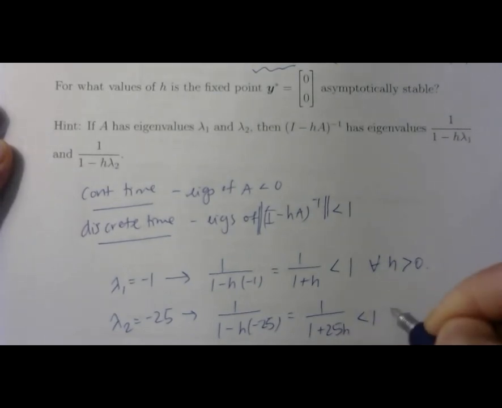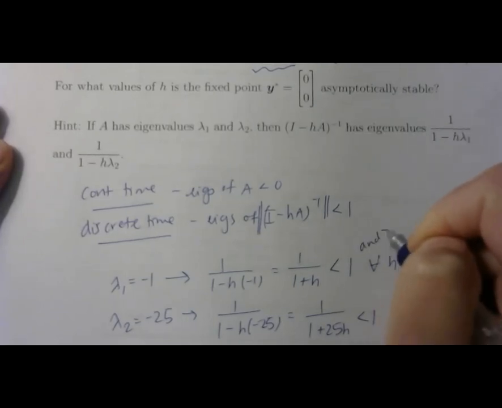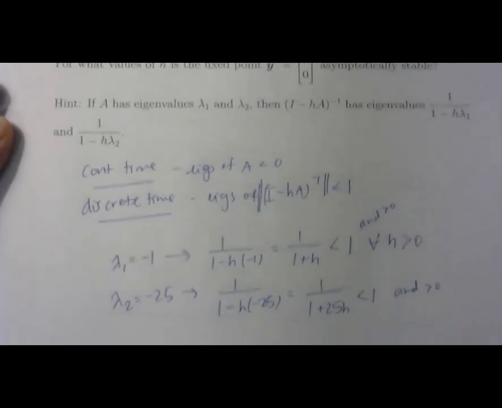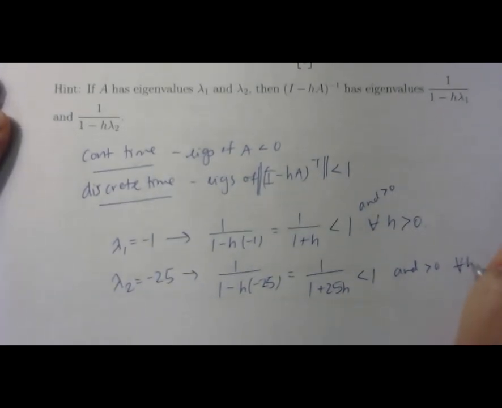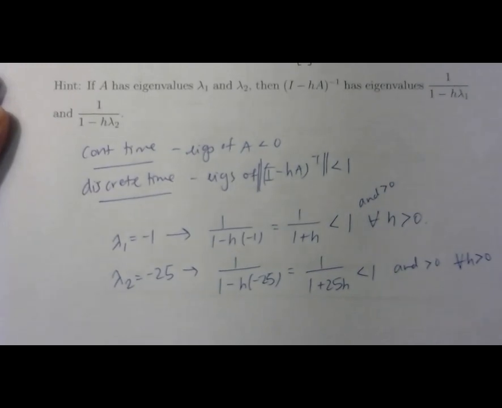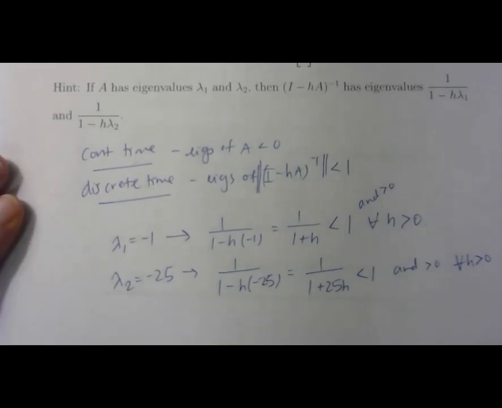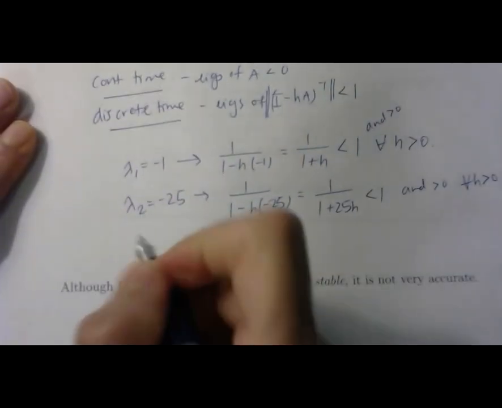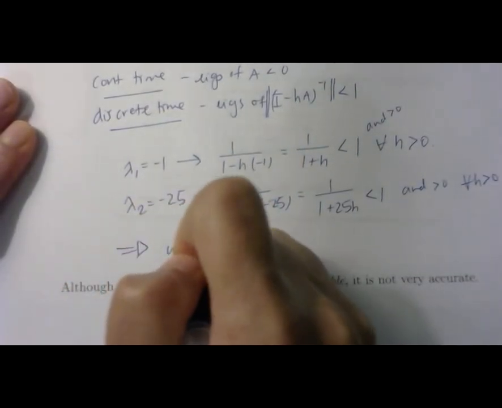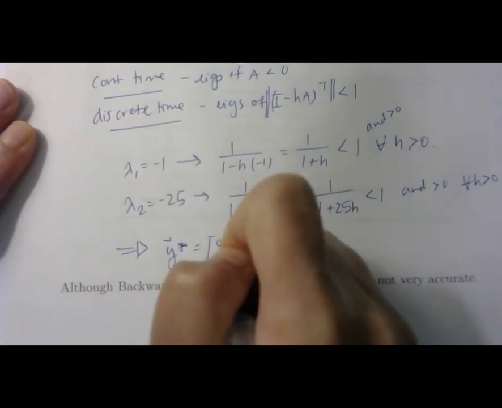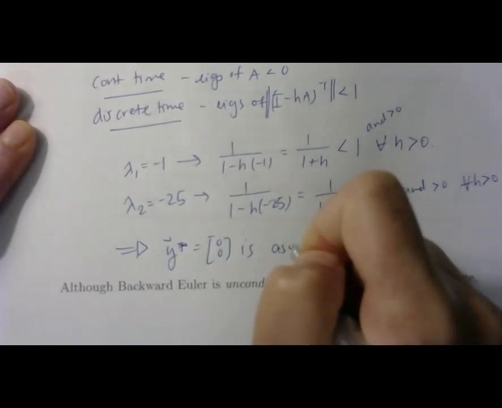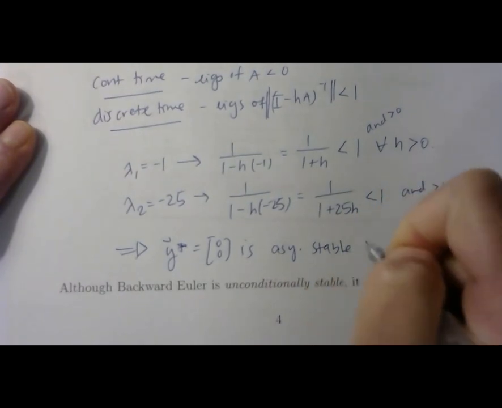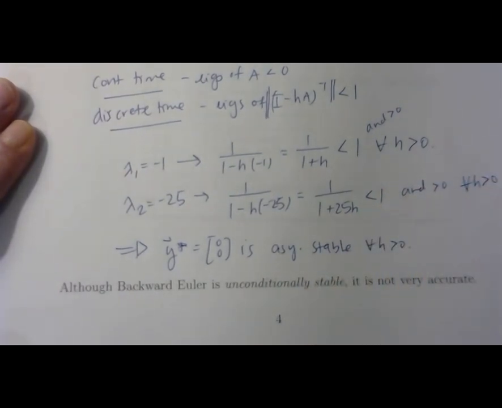Or I should say always less than 1 and greater than 0, right? It has to be in the unit circle for all h that are positive. So that means the question is, for what values of h is this fixed point asymptotically stable? That means y star = (0, 0) is asymptotically stable for all positive h's.